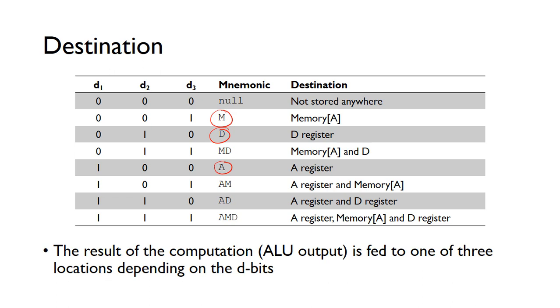So using the MD command, you could do an operation on the ALU, and you could store the results in RAM and in the D register at the same time. You can see these destinations correspond directly to the bits. So D3, you can see from here, controls M, D2 controls D, and D1 controls A. So for example, if all these 3 bits are 1, we'll store the results in A, M and D.